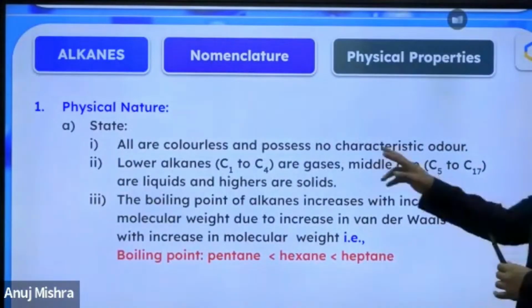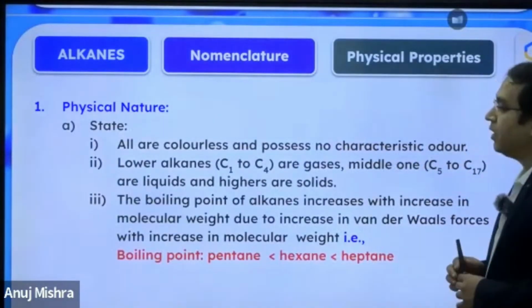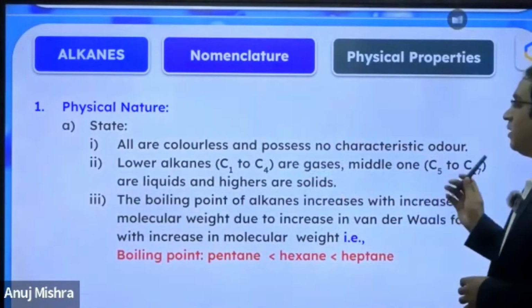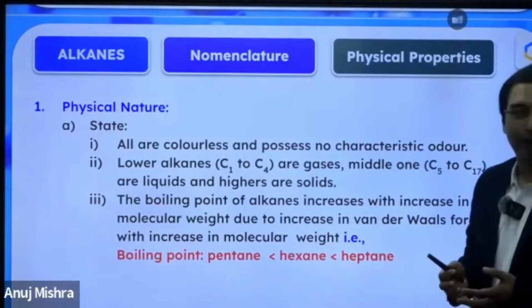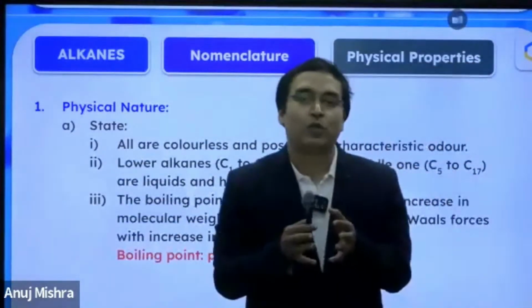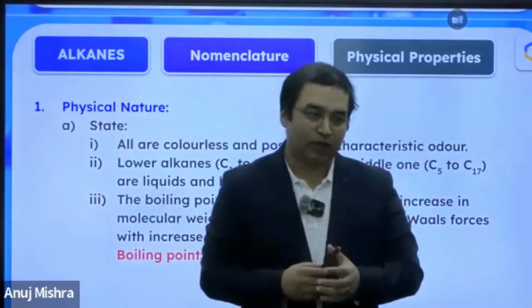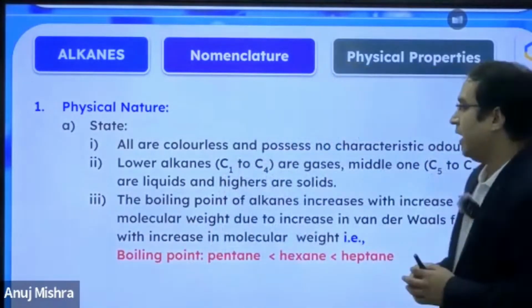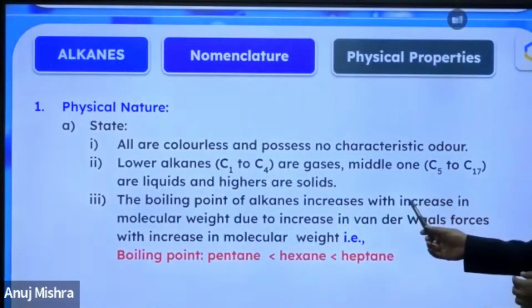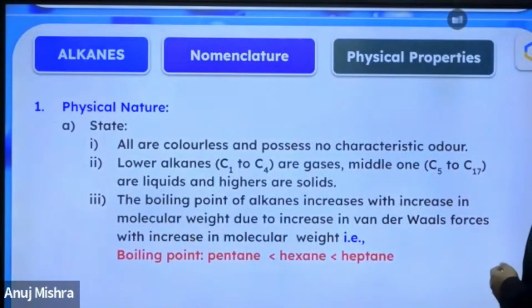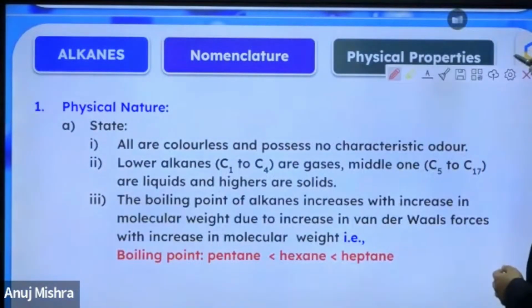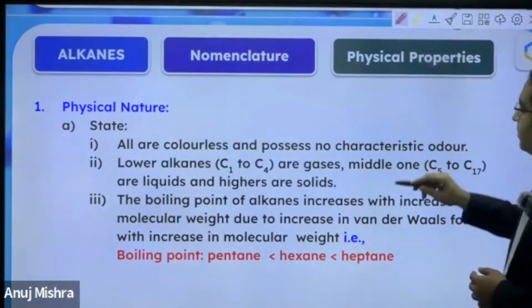So they are all colorless, possess no smell, right? Lower alkanes are gases, middle are liquids, and higher are solids. So logically speaking, molecular weight कम होगा तो क्या होगा? Gases, high, liquid, and उसके बाद solids में conversion हो जाएगी, right? And then the boiling point of alkanes increases with increase in molecular weight. What is the reason for this statement? How do you decide the statement?